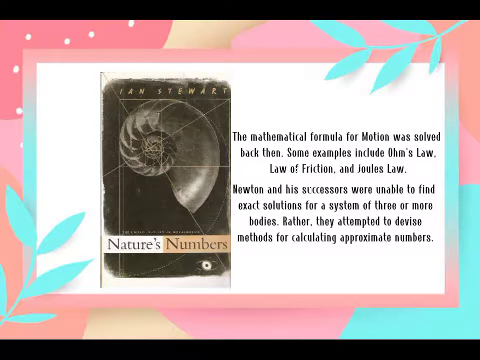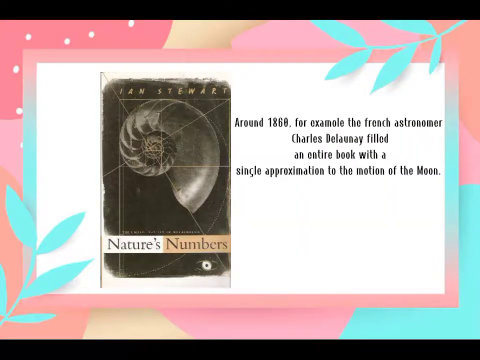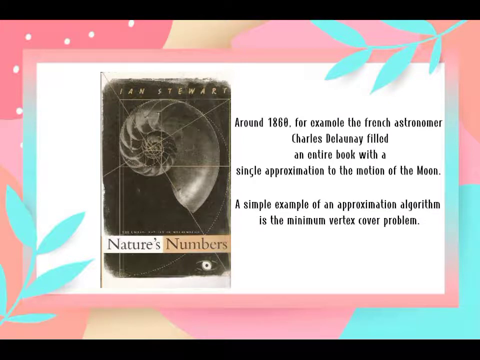Newton and his successors were unable to find an exact solution for a system of 3 or more bodies. Rather, they attempted to devise methods for calculating approximate numbers. Around 1860, for example, the French astronomer Charles Delaunay filled an entire book with a single approximation to the motion of the moon. A simple example of an approximation algorithm is the minimum vertex cover problem.